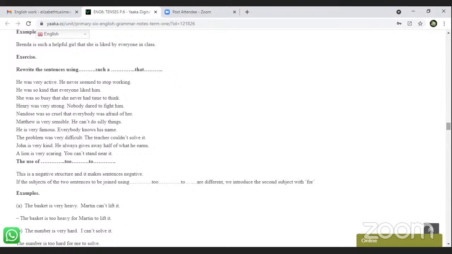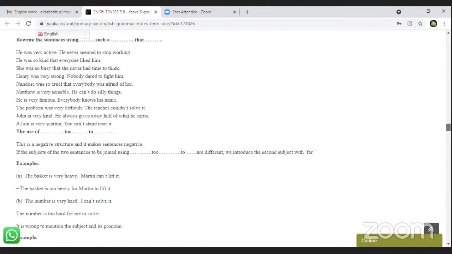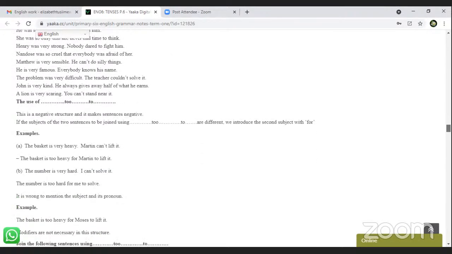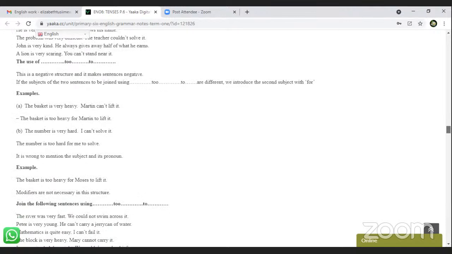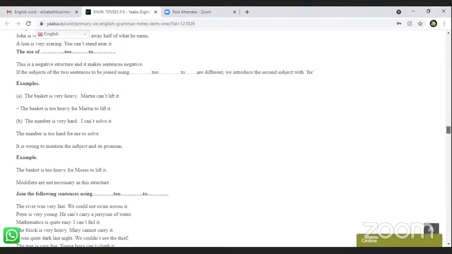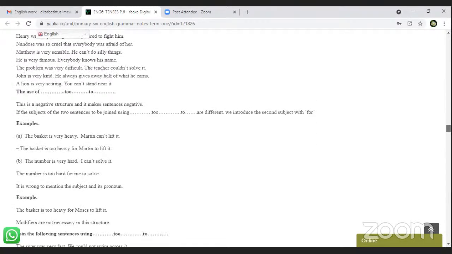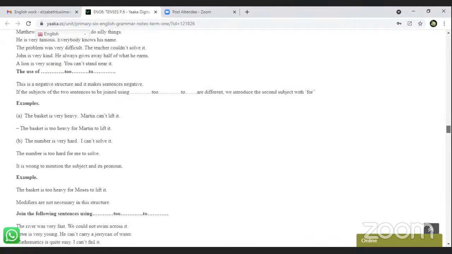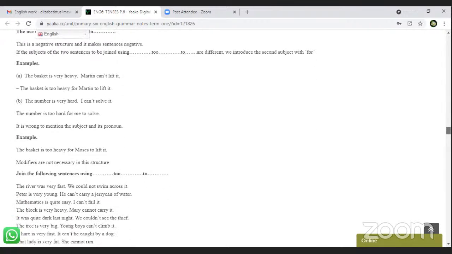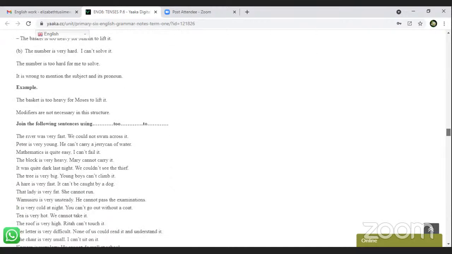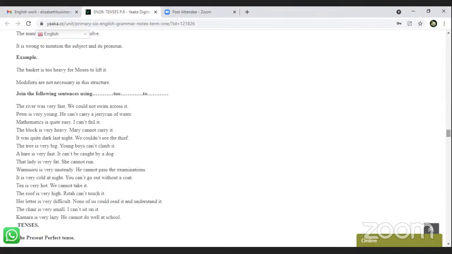Yes, let's scroll. When you use it, you don't need to use the last pronoun. It is best used in B. In B, it was very well used. The number is too hard for me to solve, so you don't need to bring back the it. So you will do the work. There you go. Every section has got exercises for you to test, to try.